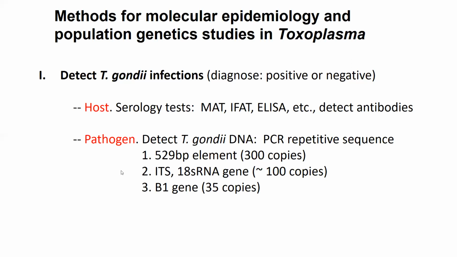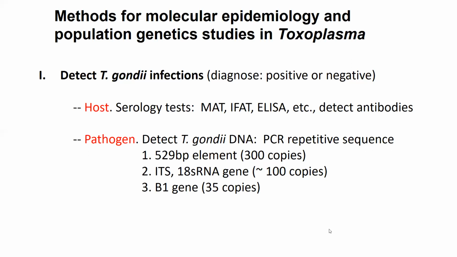And you can also detect the pathogen. For example, you want to detect Toxoplasma, and you can isolate the parasites, which is a more complicated way. Or you can use a molecular method to detect Toxoplasma gondii specific DNA or genes. This is commonly done with the PCR method, so PCR detection of some sequences.